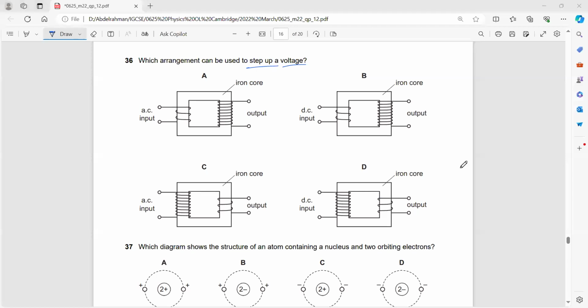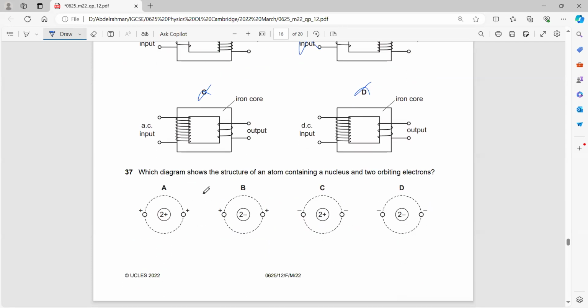Definitely C and D are wrong, right? C and D are definitely wrong. Okay, so would it be A or B? You cannot use a DC input. It has to be an AC input. Definitely has to be an AC input.